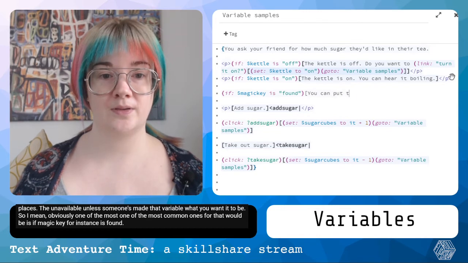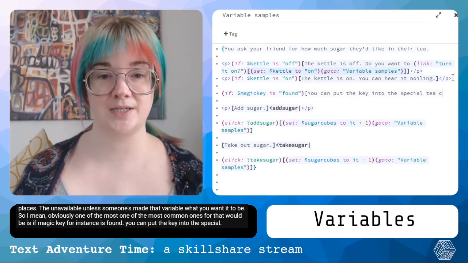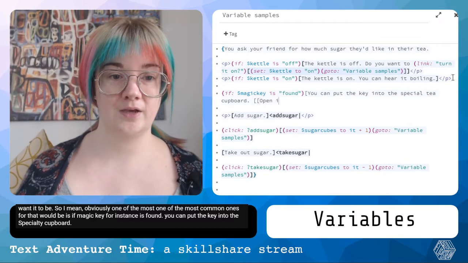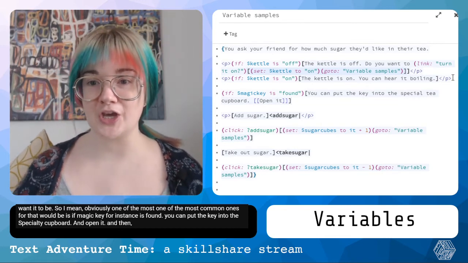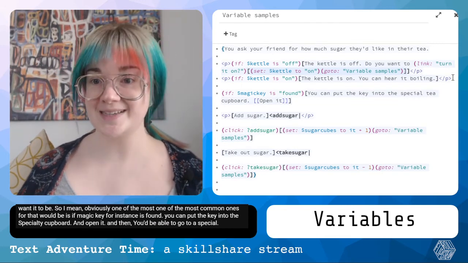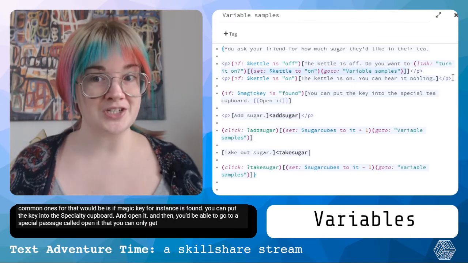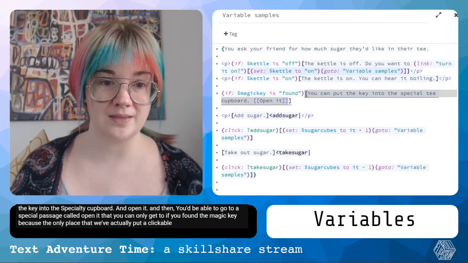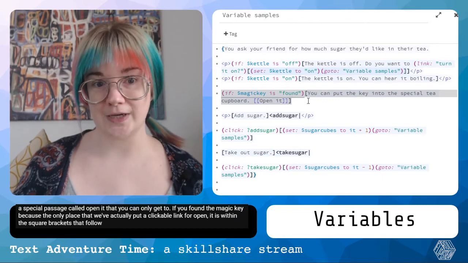You can put the key into the special T cupboard, open it, and then you'd be able to go to a special passage called "open it" that you can only get to if you found the magic key, because the only place that we've actually put a clickable link for "open it" is within the square brackets that follow "if magic key is found."